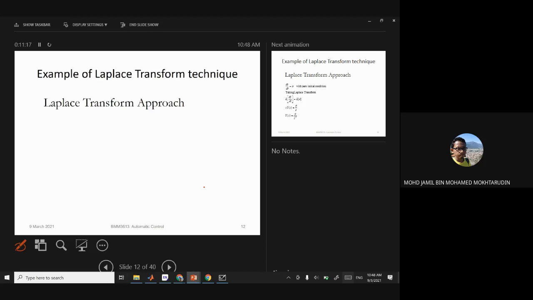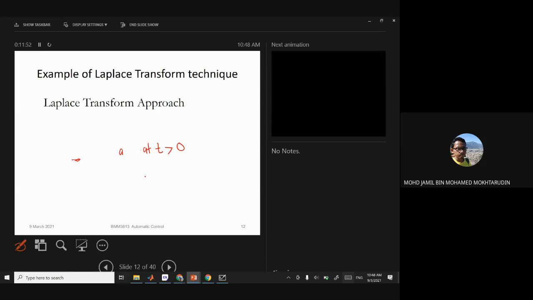If you use the Laplace transform, first you need to take the Laplace transform of both sides. The Laplace transform of dy/dt gives s times big Y(s). And then the Laplace transform of a constant gives a over s. So why a over s? Because usually a constant here is a constant at a time bigger than 0.